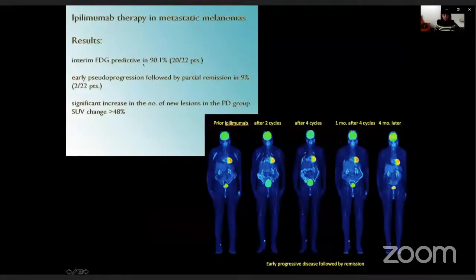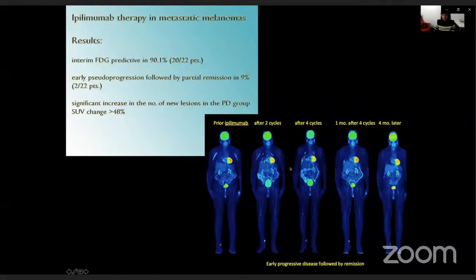Now let's come to the pseudoprogression. The question is the interim FDG PET predictive? We found that it was predictive in approximately 90% of the patients. We observed an early pseudoprogression like in this patient here, only in 2 out of 22 patients. And furthermore, as I mentioned before, we found a significant increase in the number of new lesions in the group of the progressive disease, and also an SUV change more than 48%.